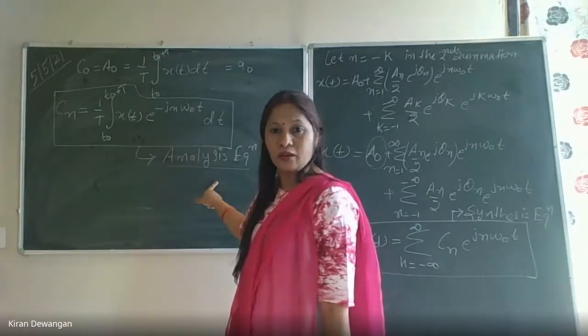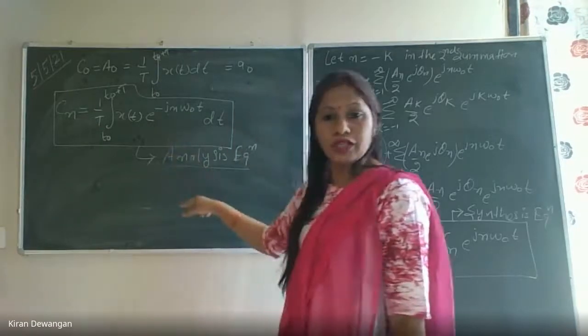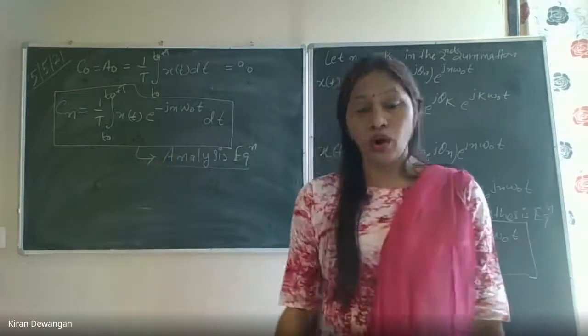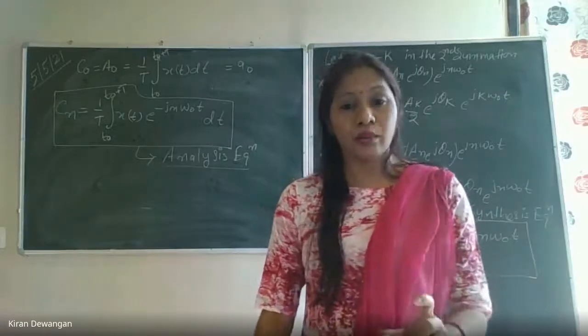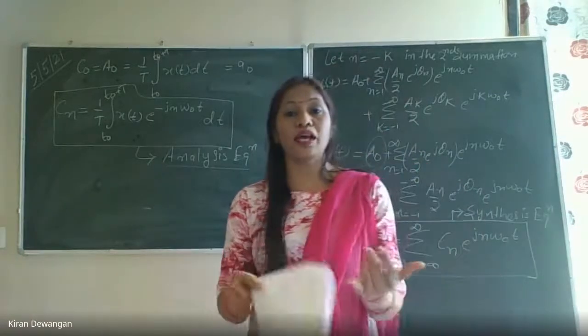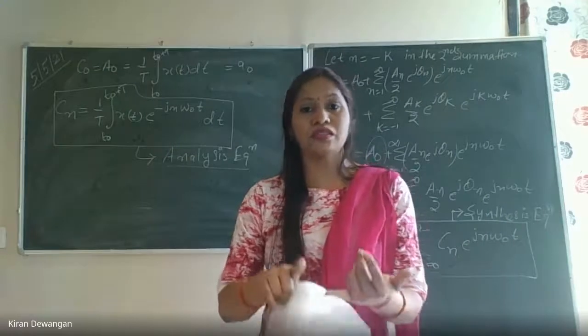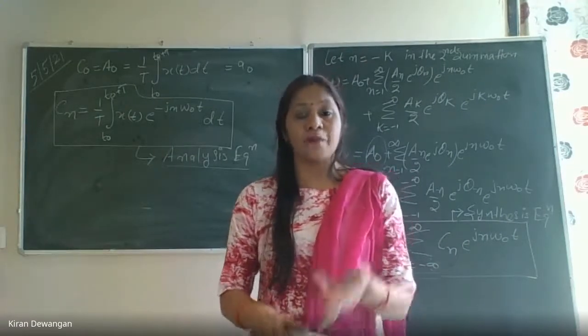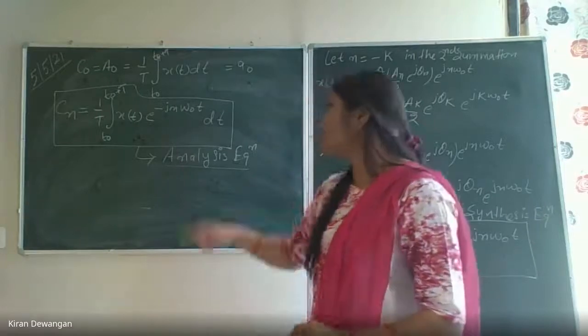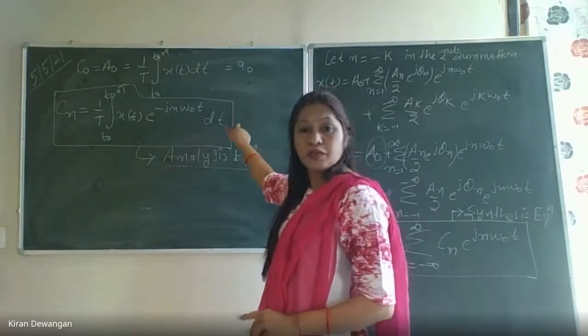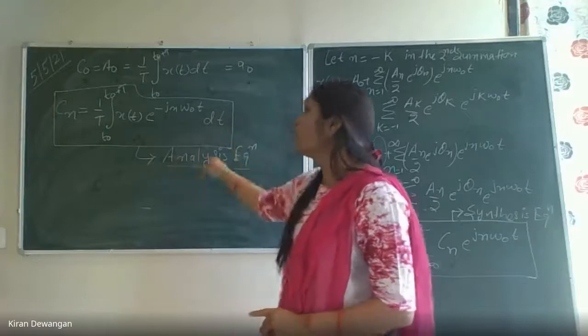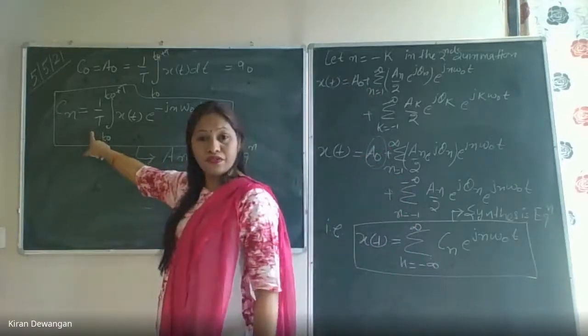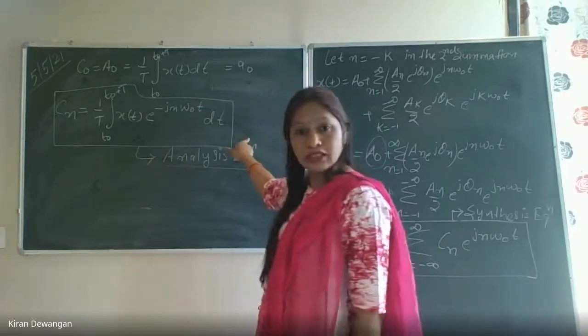Cn is very important in the case of the exponential form of Fourier series. Among all the three that we make use of in Fourier series, that is the trigonometric form, the cosine form as well as the exponential form, the most widely used is the exponential form of Fourier series, where we can easily get the value of Cn. We can calculate Cn.